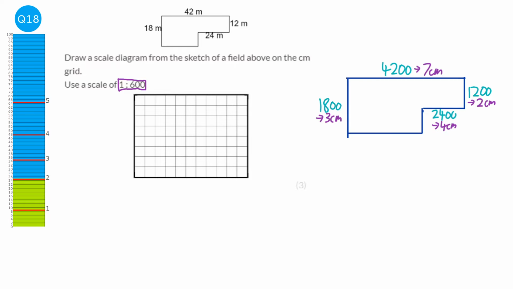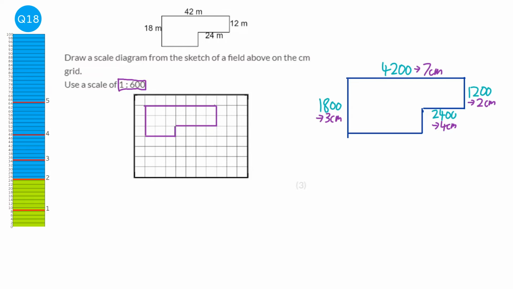We draw it. So we're going to do 7 across, so 1, 2, 3, 4, 5, 6, 7 across there. I'm going to do 2 down. So 1, 2, and 4 across, 1, 2, 3, 4. I'm going to do the left hand one first, I think. So we're going to do 3 down here. And then we just join it up with what's left over.